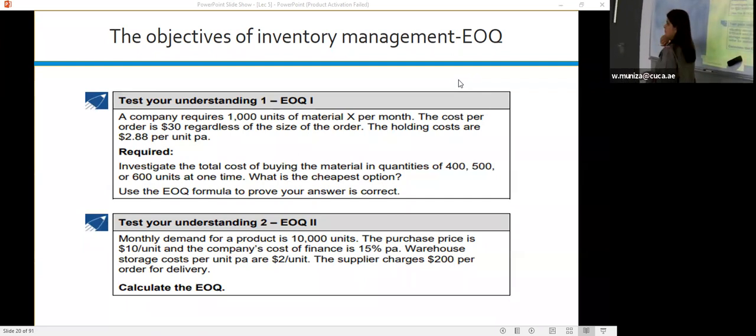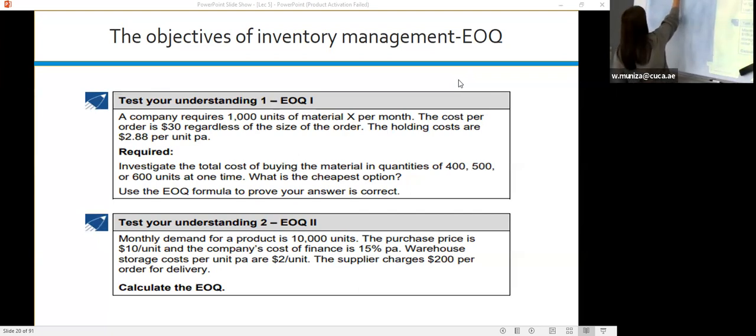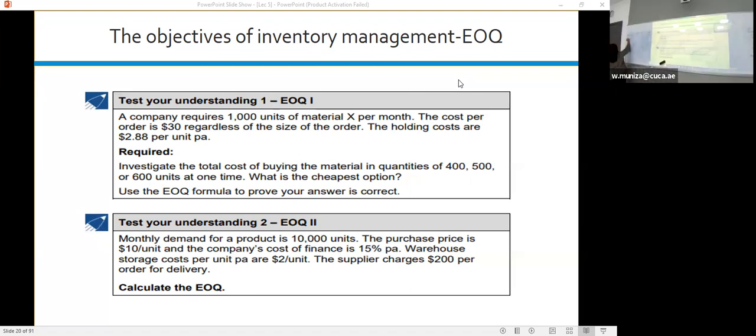No, this is the level of inventory, not the average. Average inventory is inventory divided by 2. So 400 divided by 2 is 200, 500 divided by 2 is 250, 600 divided by 2 is 300. Right? Okay, now you have to calculate the cost of holding.